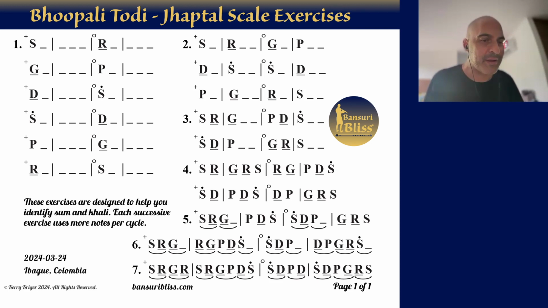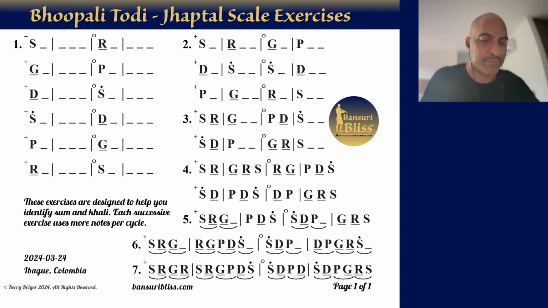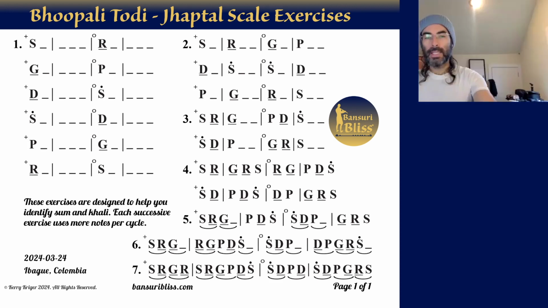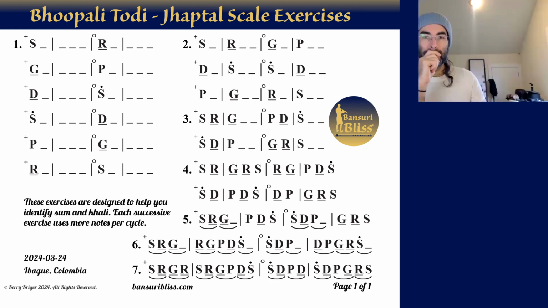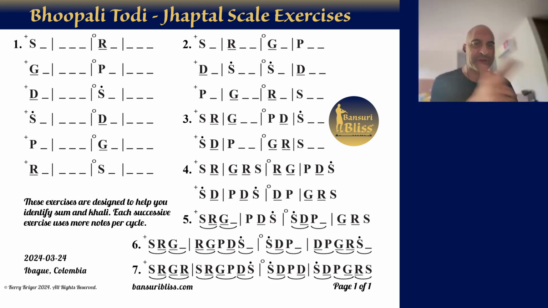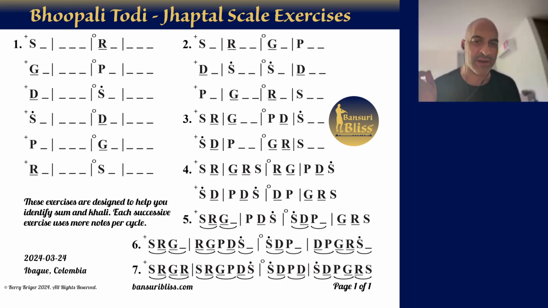Morley, you had a question? Just counting Jhaptal. Would it be incorrect to count it 1, 2, 1, 2, 3, 1, 2, 1, 2? That would be perfect because 2 plus 3 are the magic numbers. Yes, you could count to 10. I mean, officially it's 10 beats. Right. It's 1, 2, 3, 4, 5, 6, 7, 8, 9, 10.